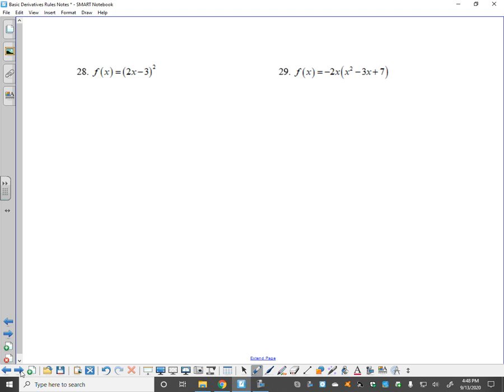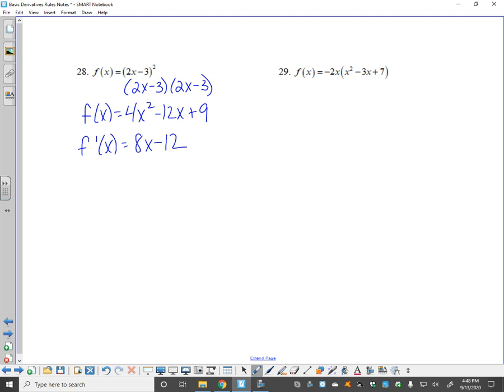Okay, so 28, you cannot use the power rule. Later, you'll be able to use a different rule on this, but for right now, you can't. So I can't use the power rule, so I need to clean. So f of x equals 4x squared minus 6 minus 6, so minus 12x plus 9. Now I can do it. There you go. Pull the power down, subtract 1. The derivative of anything with an x is just the coefficient. The derivative of a constant is 0.